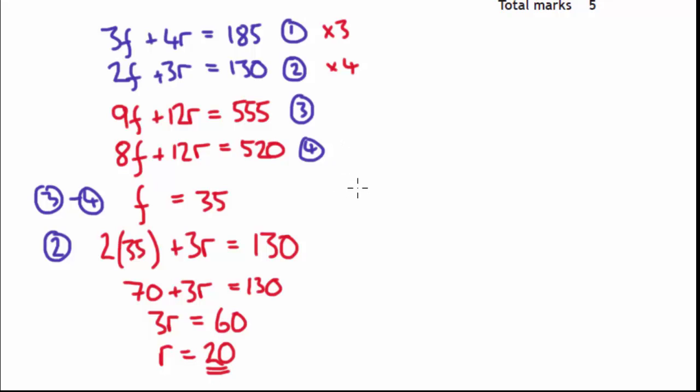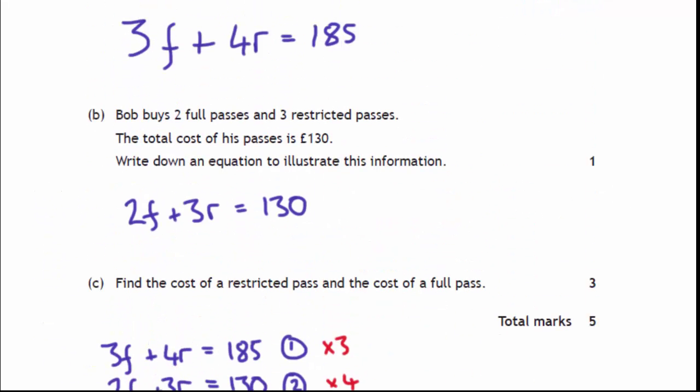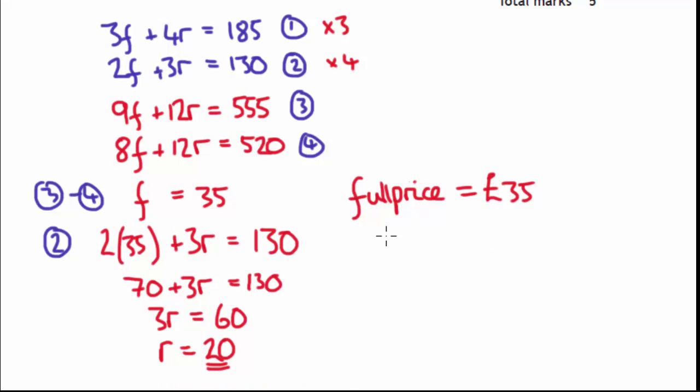Okay, so we've got full price equals £30, or sorry, 35. Just making sure, what's the r stand for? Restricted, right? So get your fourth mark by actually telling us what these values stand for. Restricted is equal to £20.